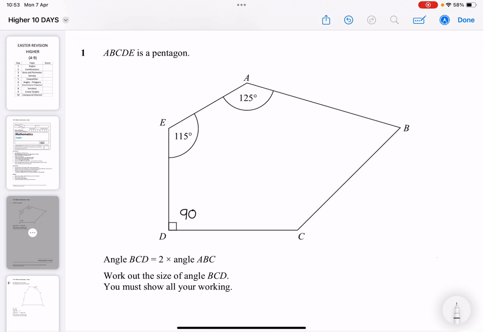ABCDE is a pentagon. That's got 5 sides. Angle BCD equals 2 times angle ABC. Work out the size of angle BCD. You must show all your working.